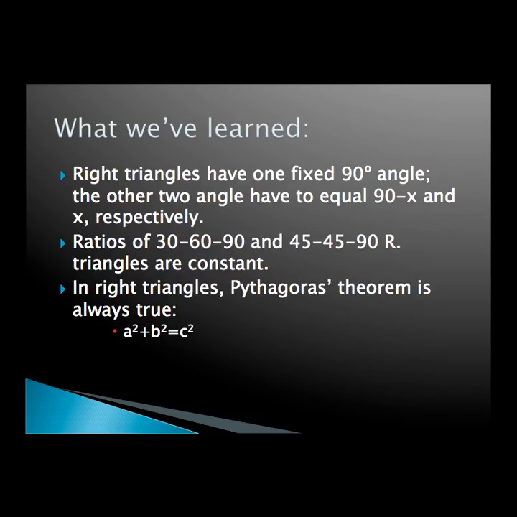Let's look at what we've learned today. Right triangles have one fixed 90-degree angle. This is always true for any right triangle. The other two angles must equal 90 minus x and x, respectively, which basically is just the summation of the two being equal to 90. Ratios of 30, 60, 90, and 45, 45, 90 right triangles are constant. In right triangles, the Pythagorean theorem is always true. So if you forgot on the exam the ratios between 30, 60, 90 or 45, 45, 90, all you would need to do is use the Pythagorean theorem, and you could just find your sides that way.